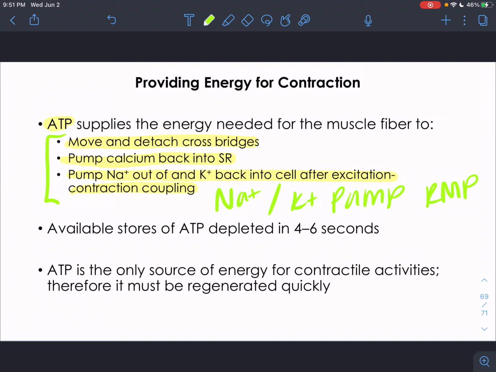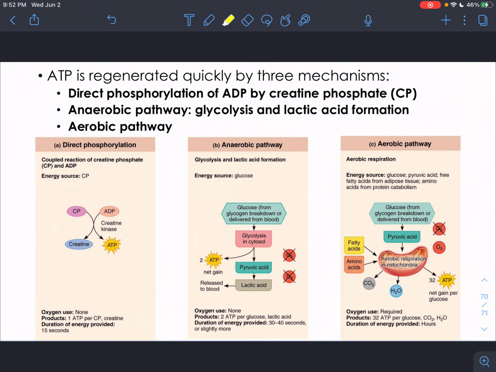The muscle is going to stay in an excited and contracted state, which is what leads to rigor mortis. Okay, our available stores of ATP are depleted in about 4 to 6 seconds in our muscles. ATP is the only source of energy for the contractile activities, which means it needs to be regenerated very quickly in order for our muscles to continue working properly. Okay, and there's 3 different ways this happens.